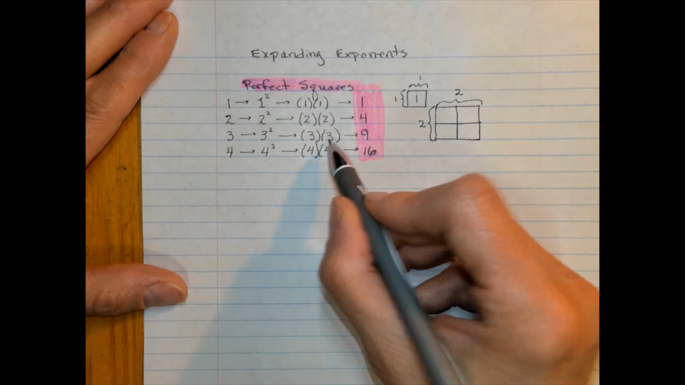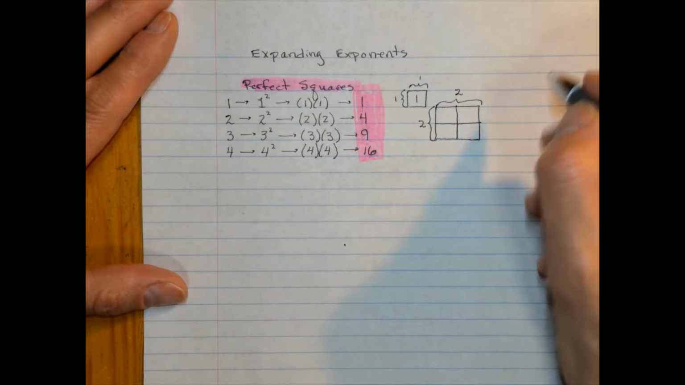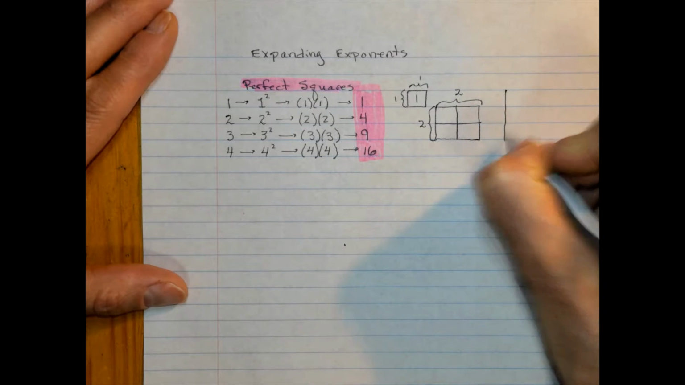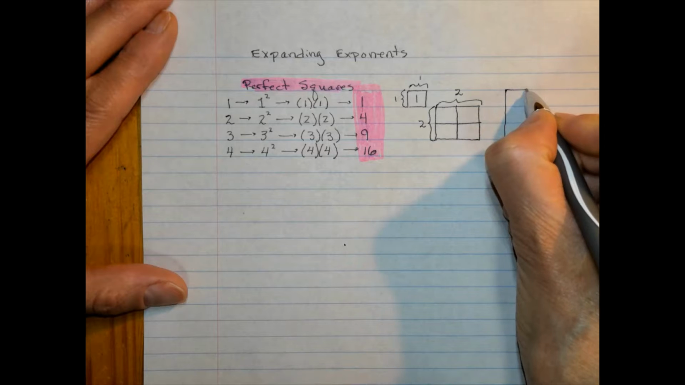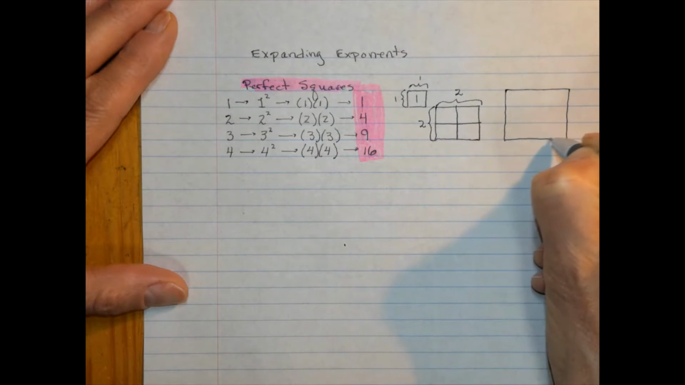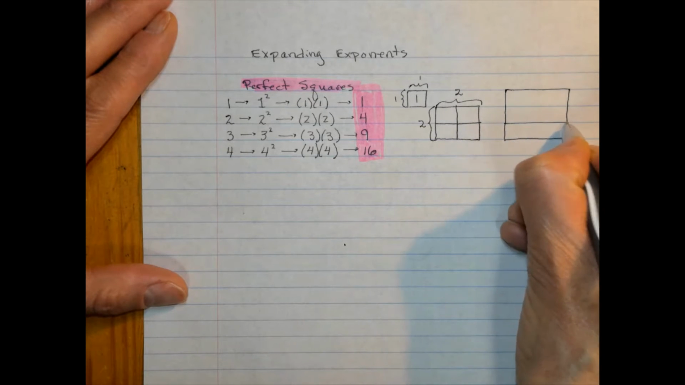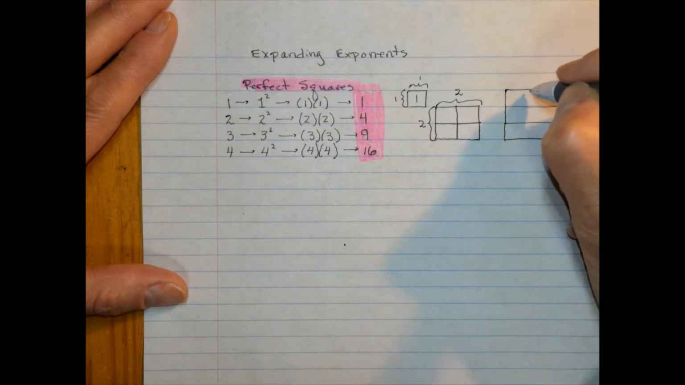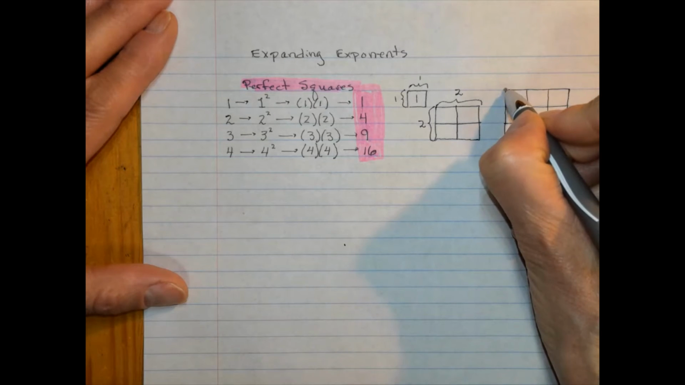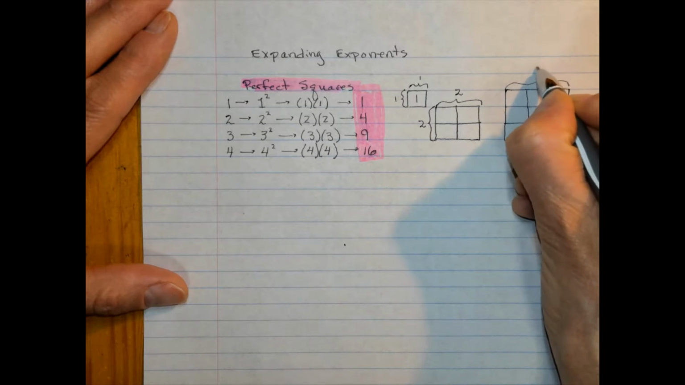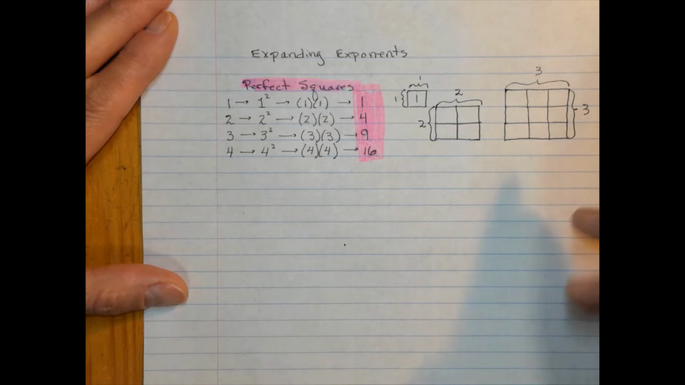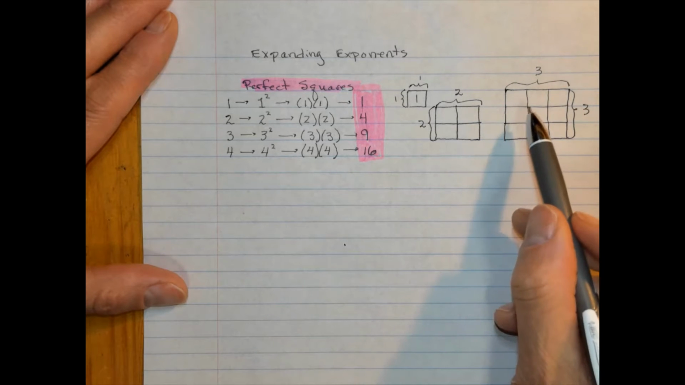Let's do this with my 3 squared. I'll do it right over here. So 3 squared. So if I go down 1, 2, 3, and I go over 1, 2, 3, so we can see that this side is 3, and this side has also a length of 3, but I have an area of 9.